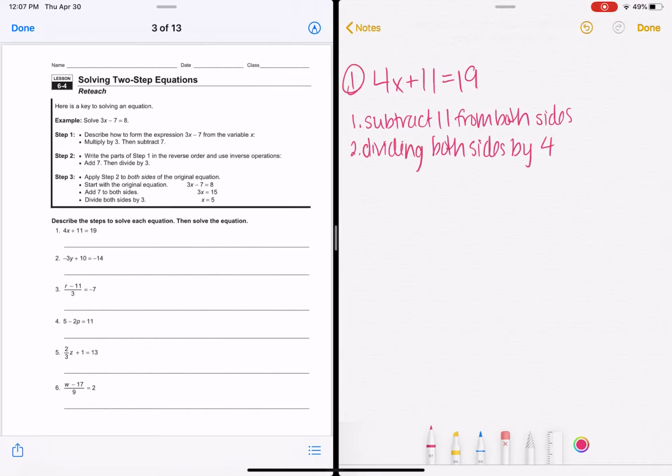And now we can solve. So I'm going to rewrite my problem. So I'm going to subtract 11 from both sides. 19 minus 11 is 8. Divide both sides by 4. 4 divided by 4 is 1. So x equals 2.